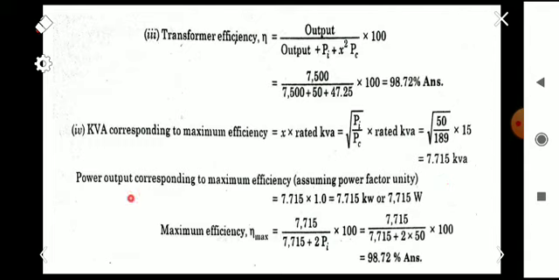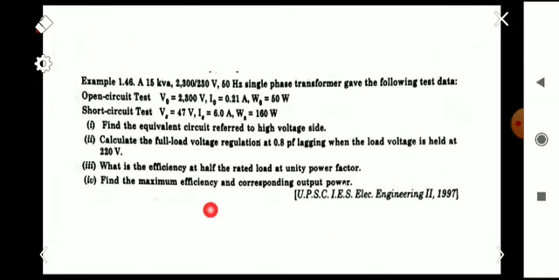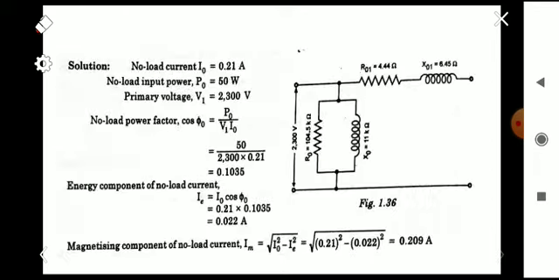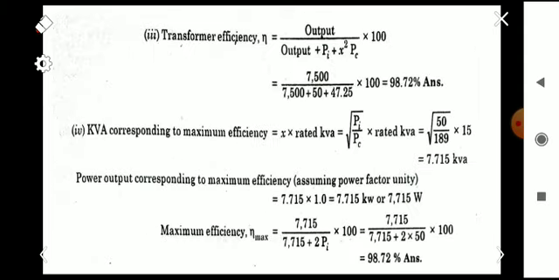And the power output corresponding to maximum efficiency: we have to multiply that kVA by the unity power factor. Here in the question, for finding the maximum efficiency, the power factor is not mentioned, so we can assume the power factor as 1. In the second case they mentioned 0.8 power factor, in the third case they mentioned power factor as 1, and in the fourth case they have not mentioned the power factor, so normally we will take the value as 1.